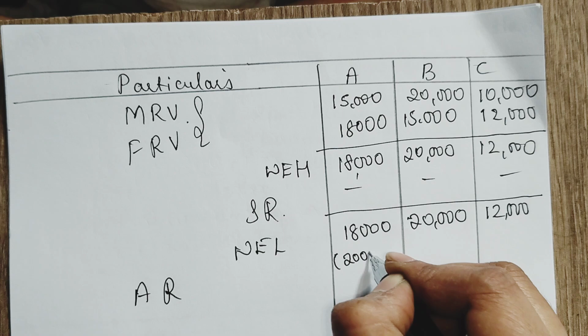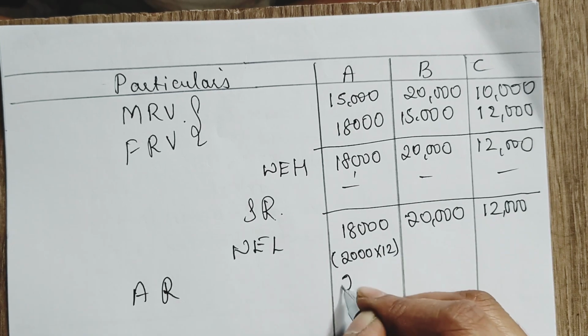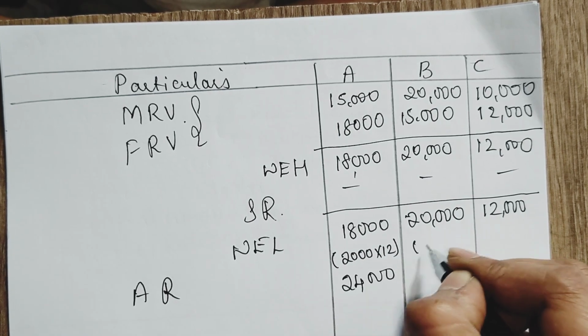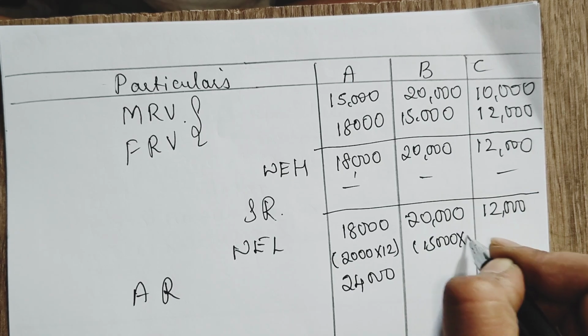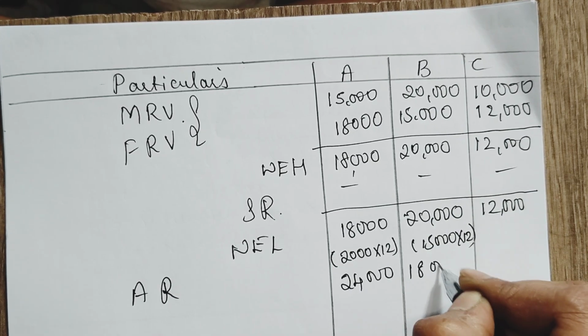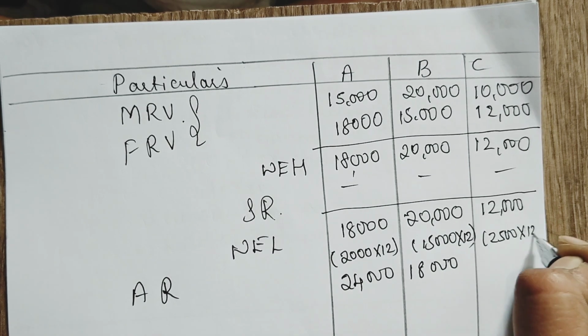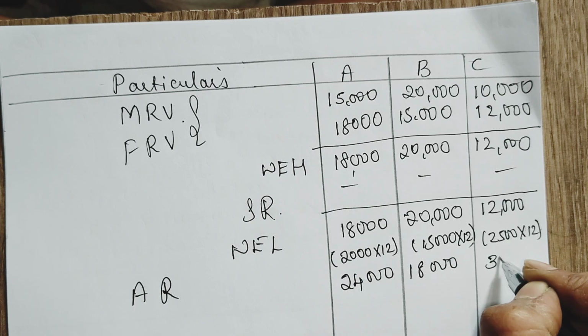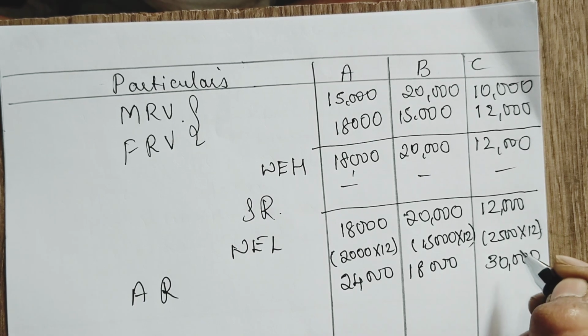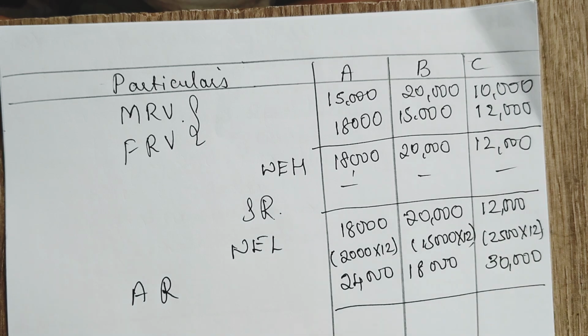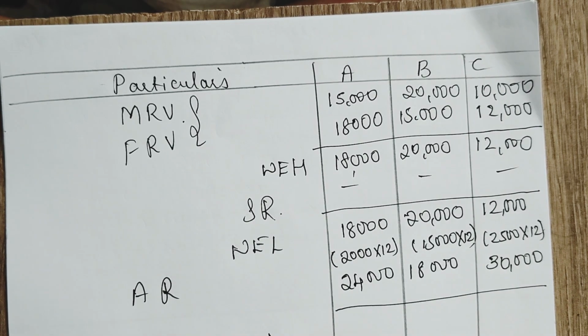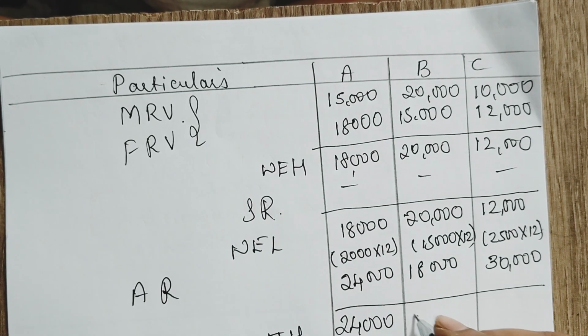Now actual rent. Actual rent is given. For house A it is 2,000, for 12 months it is 24,000. 1,500, for 12 months it is 18,000. Then 2,500, for 12 months it is 30,000. Now we are taking whichever is higher: 24,000, 20,000, 30,000.